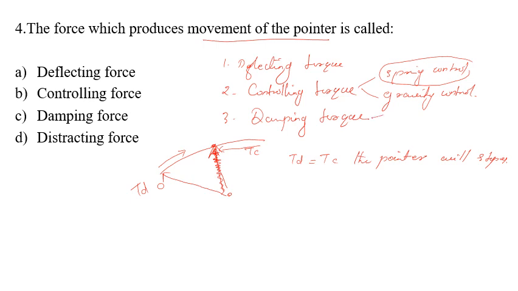Generally, damping torque is provided by three methods: eddy current damping, fluid friction damping, and the third one is air friction damping. For moving coil type instruments and dynamometer type instruments, we are using eddy current damping. Air friction damping is normally used for the moving iron type instruments.